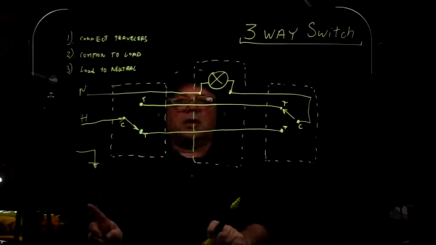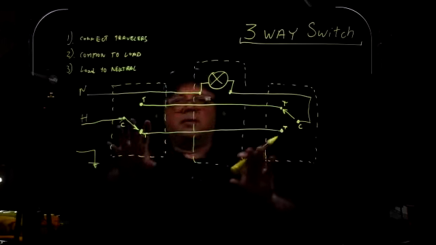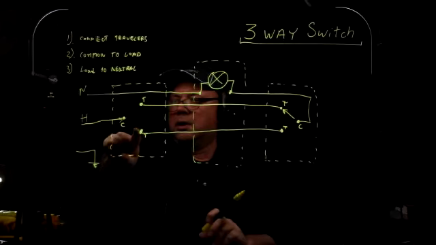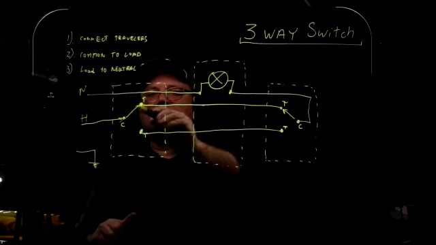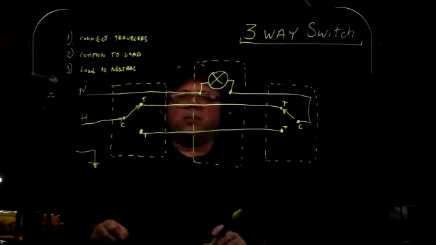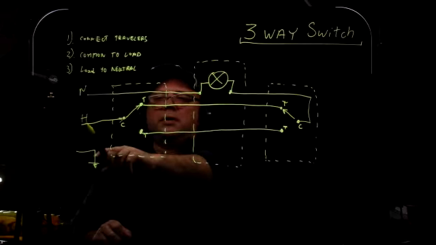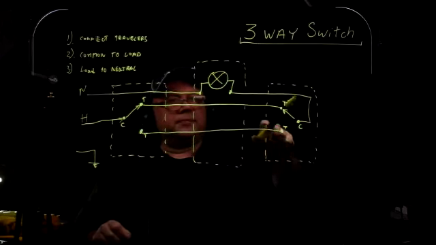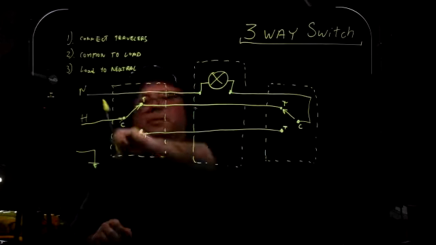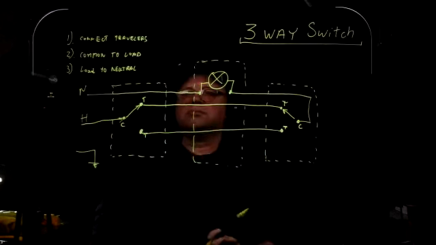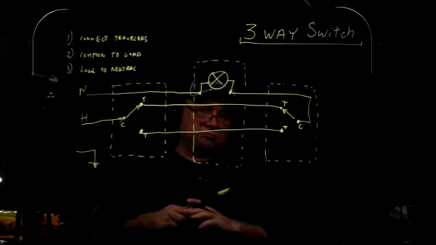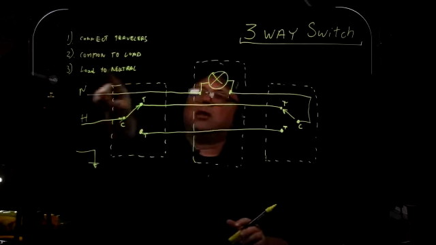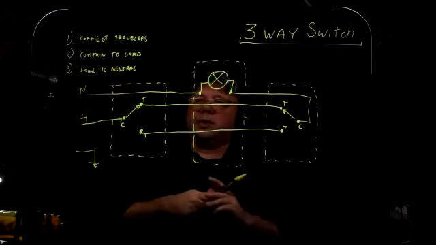Let's see if we can connect the light bulb by any of those switches. Let's see if we flip this one here. Right here. Okay. Can we turn the light bulb on? All right. Hot travels here, goes through this one, travels through that, goes through the light bulb, and comes back on the neutral. Pretty simple. Connect travelers, common to load, load to neutral, and of course the power.